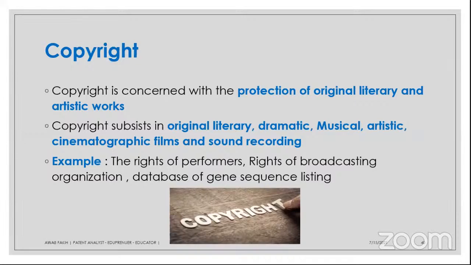So copyright is concerned with the protection of original literary and artistic work, and so on. The copyright subsists in an original dramatic, musical, and cinematographic film. The Copyright Act, my dear friends, came into effect in January 1958.